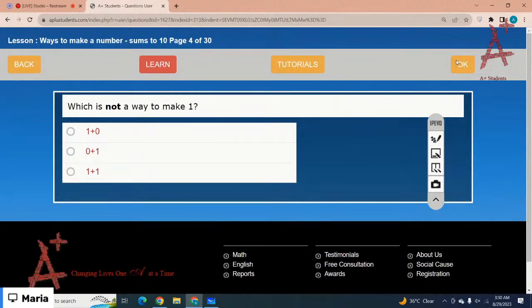Which is not a way to make 1? Which is the correct option? So you have to select the one that doesn't make 1, right? So the correct option is 1 plus 1, because that is the only option that is not a way to make 1, right?